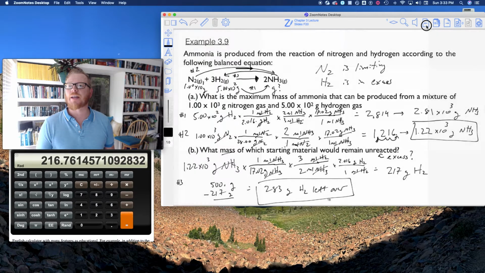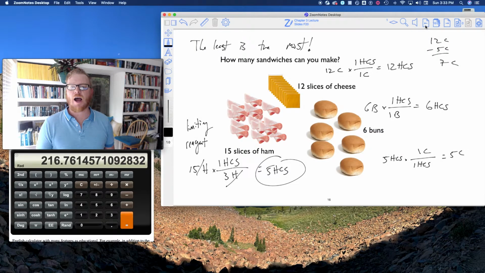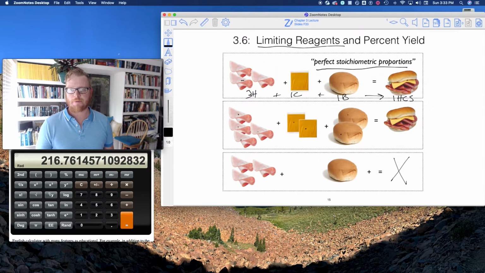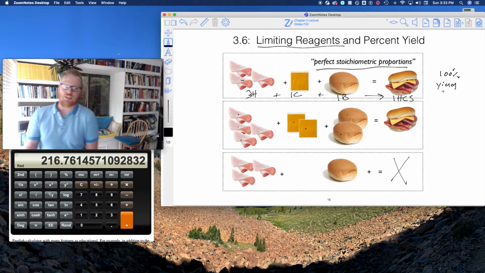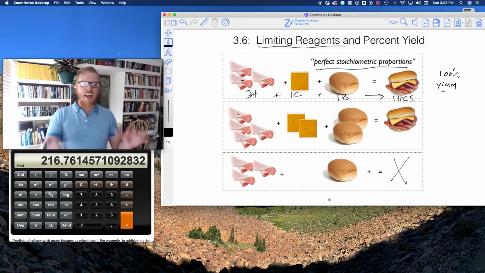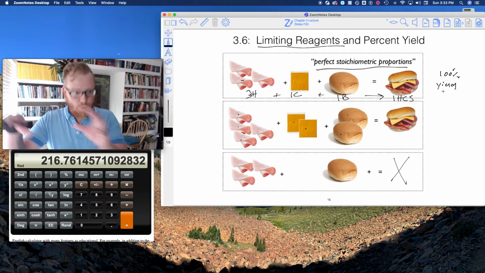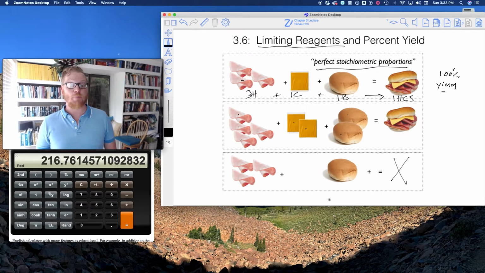So if I back up to this thing, and let me go to this, okay? So suppose I do this thing with the 3 hams and the 1 cheese and the 1 bun, and it makes exactly 1 ham and cheese sandwich. 100% yield. That means I didn't waste any reagents, okay? That means everything was consumed perfectly and made exactly what I was expecting. This is still a 100% yield. I just had leftover ham and cheese, okay?